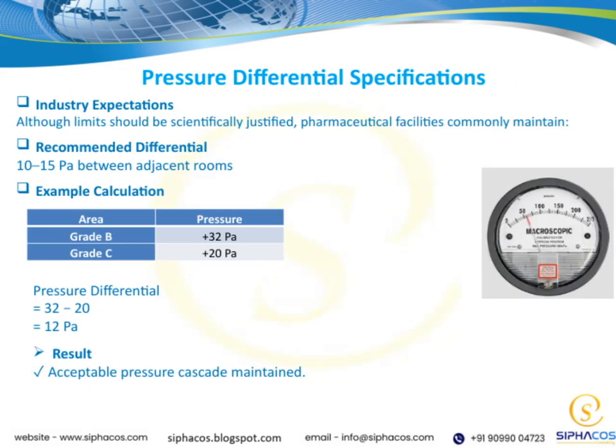Let's talk about pressure differentials, a key part of maintaining clean and safe environments in pharmaceutical spaces. Here, we see an example where the pressure in a grade B area is 32 pascals, and the adjacent grade C room is at 20 pascals. The difference is 12 pascals, which falls nicely within the recommended range of 10 to 15 pascals. This ensures an acceptable pressure cascade, helping to keep contaminants from moving the wrong way between rooms.